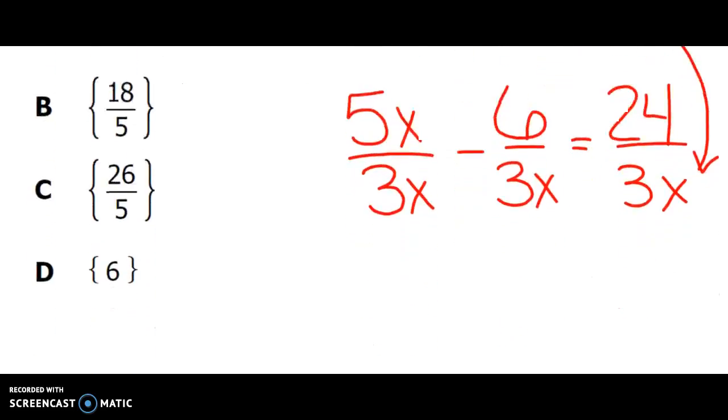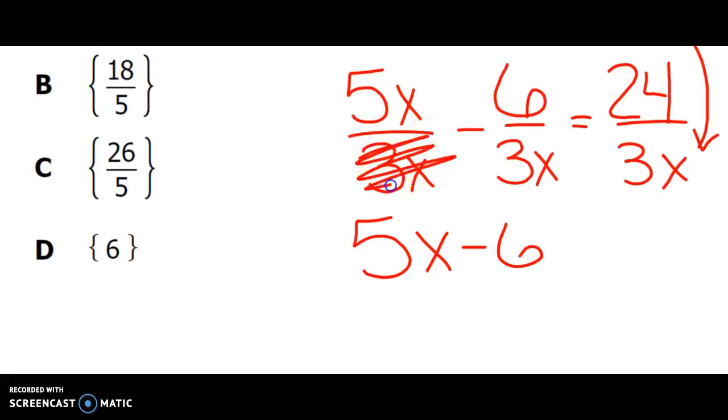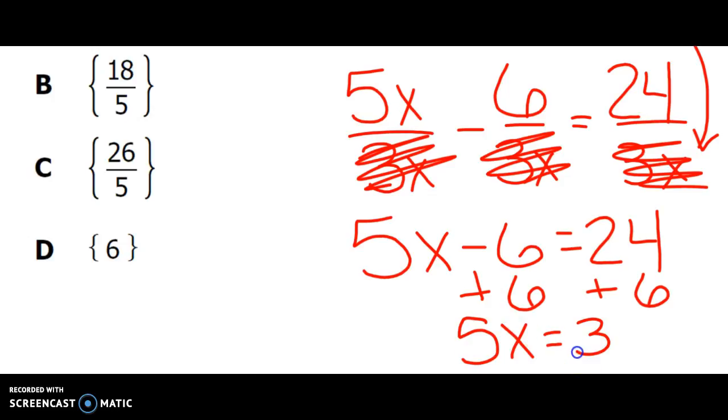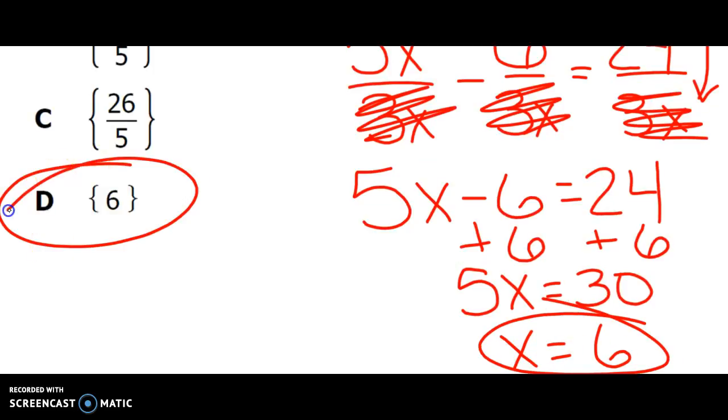All of our denominators are the same. Let's drop them. So we get 5x minus 6, so you can literally just cancel all this out, equals 24. Once you add 6 to both sides, you're going to get 5x equals 30. Go ahead and finish solving. x is equal to 6. There's your answer right there.